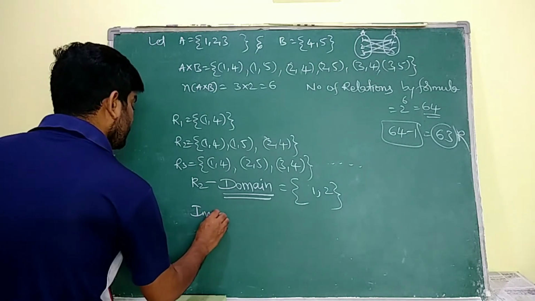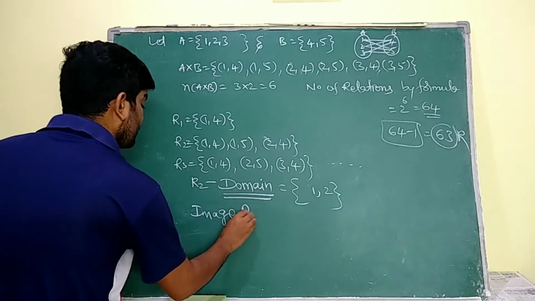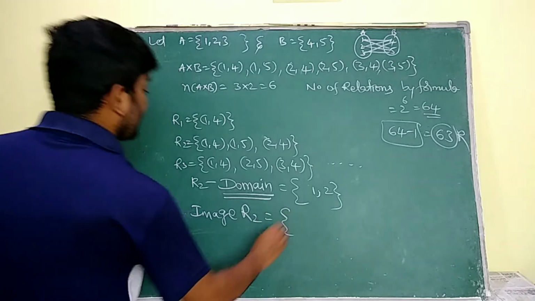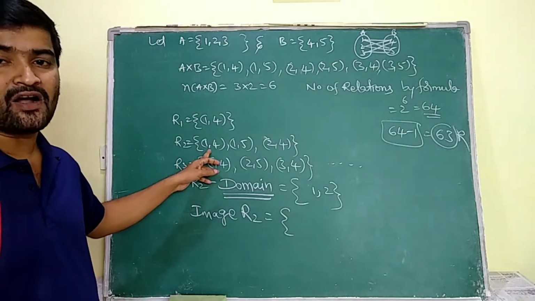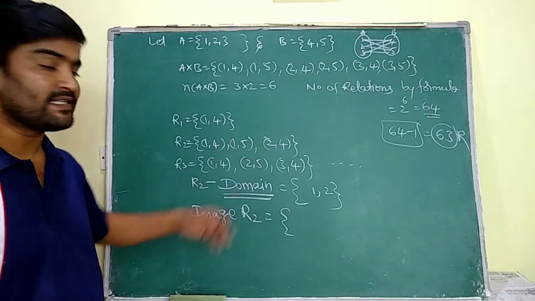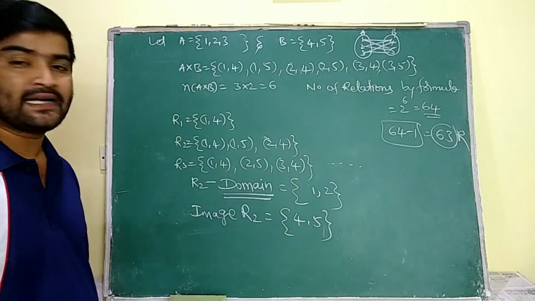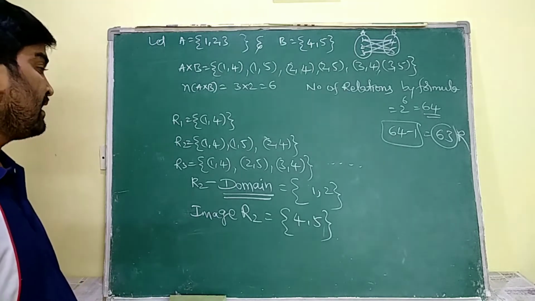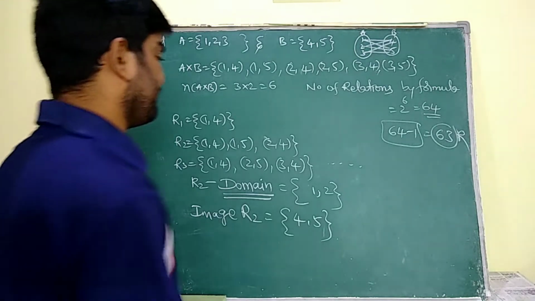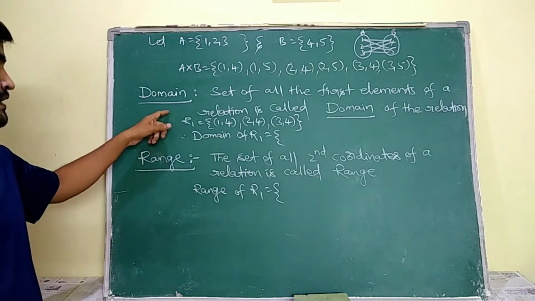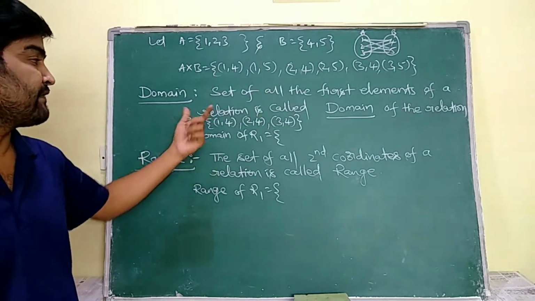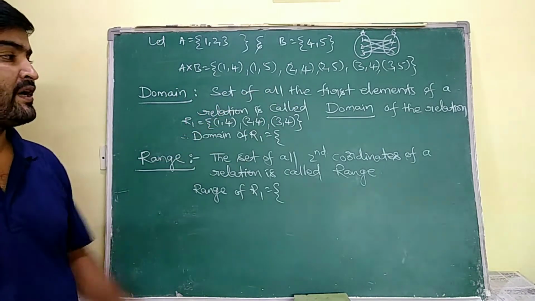Image of R2. If I place all the second coordinates of the relation into a set, then that is known as the image set. Understand? So remember them. I am going to give you the definition. Domain: the set of all the first elements of a relation is called the domain of the relation.